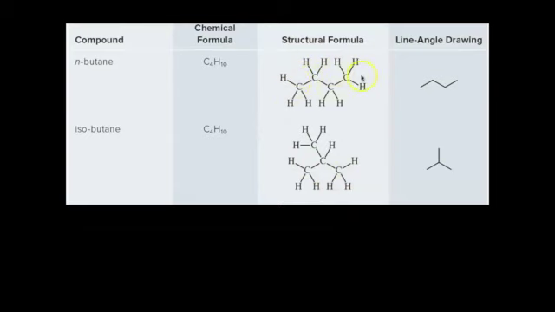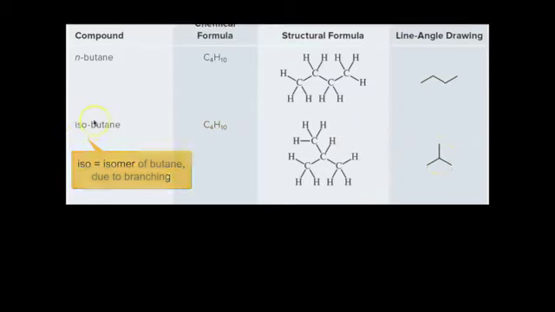So this is the straight chain version. You can see that from the line angle drawing. And when it's the straight chain, this is an N in the front, which stands for normal, or N-butane. So that's the straight chain. When you have a branch off the main chain, that's an isomer. So the isomer is shown here in the line angle drawing. This is the branch off the main, the center carbon, and you add the prefix iso for isobutane.